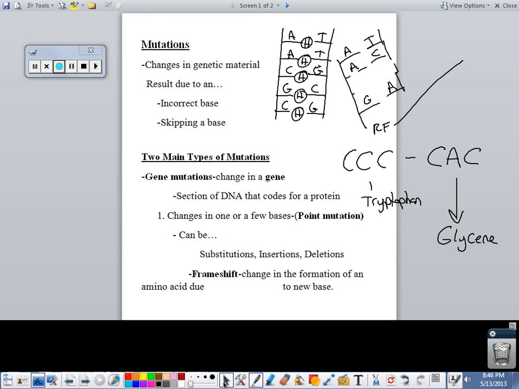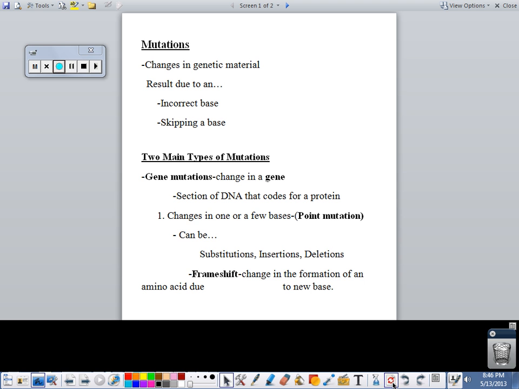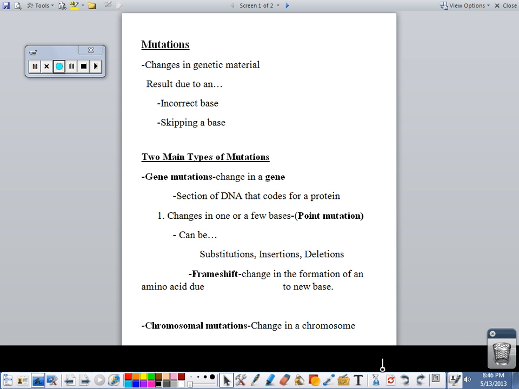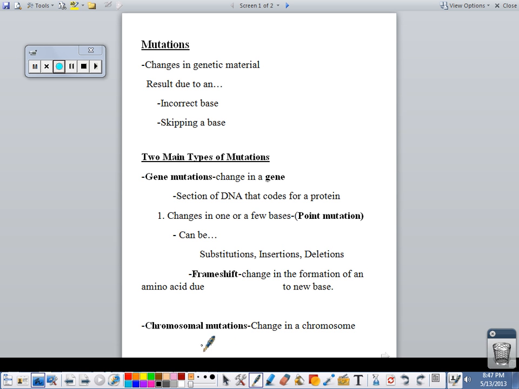So if we continue here, you can also have something called a chromosomal mutation. This is a change in the entire chromosome. This is something that happens many times during mitosis or meiosis, whichever one you want to think about, and interphase even.